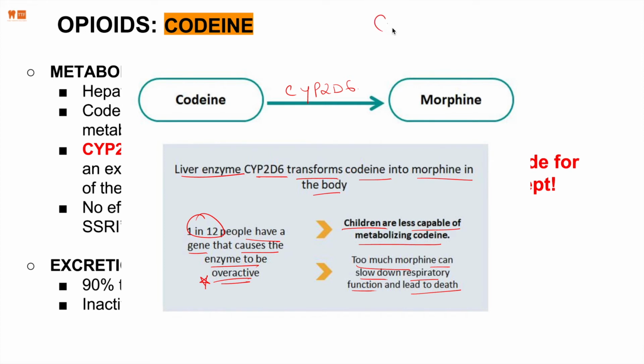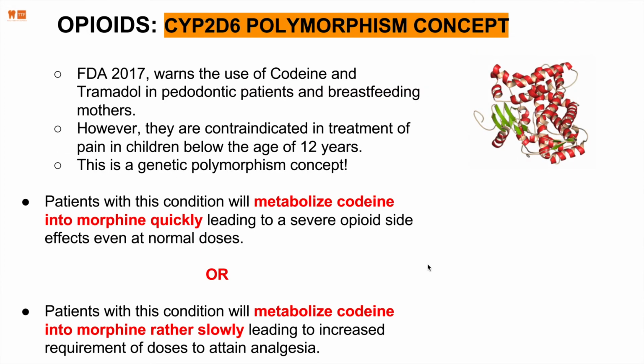We got CYP2D6 polymorphism is a genetic condition. In 1 in 12 people, it causes the enzyme to be overactive. Let's take a deeper dive into this entire concept. I know it's a little boring, guys, but very important for the exam, so thank you for staying with us.